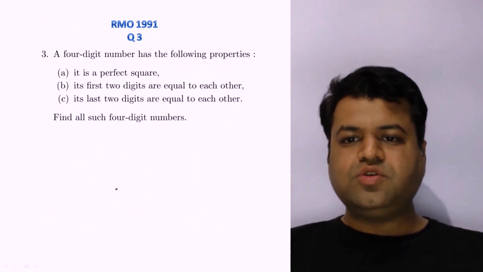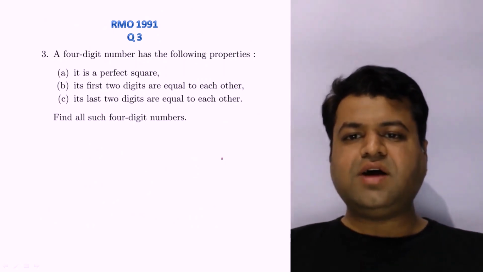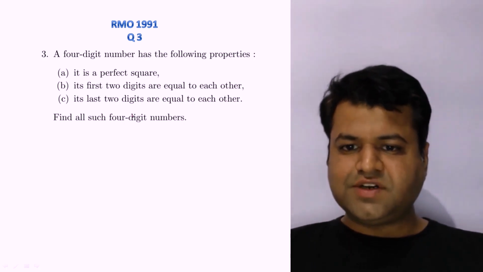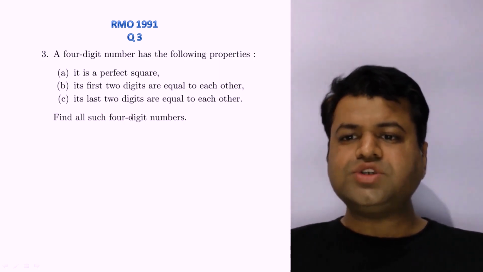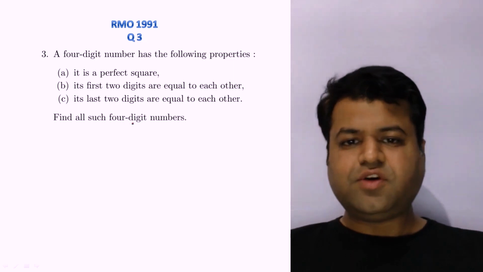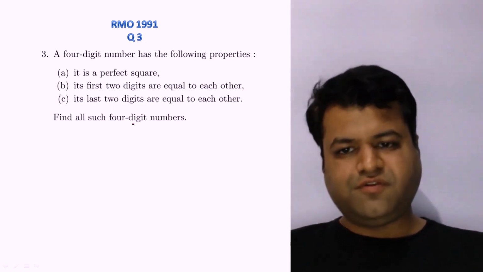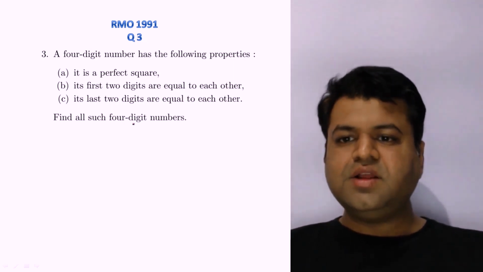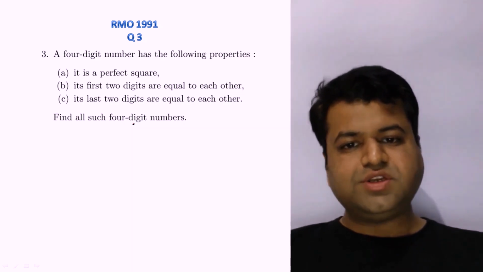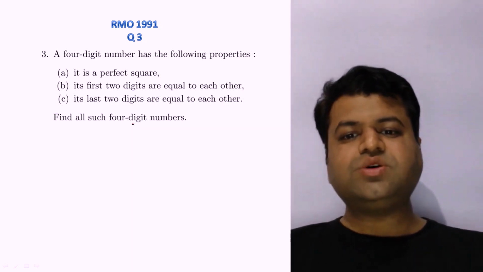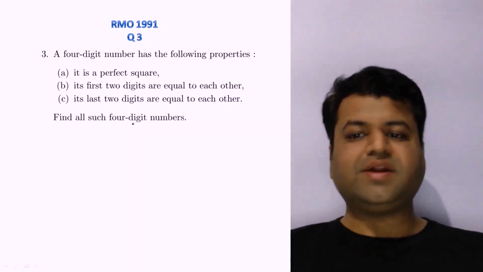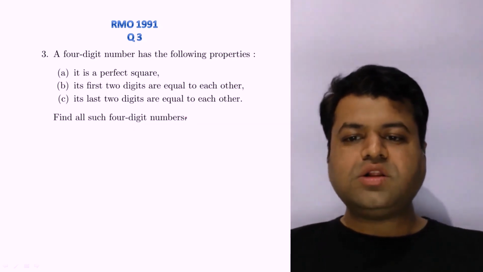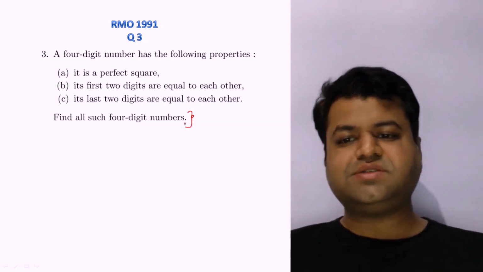Okay. So this is question number 3 of RMO 1991, right? This is a question of number theory. Let's discuss what the question is saying. The question says that a 4-digit number has the following properties: it is a perfect square, its first 2 digits are equal to each other, and its last 2 digits are also equal to each other. Now we need to find all such 4-digit numbers, right?